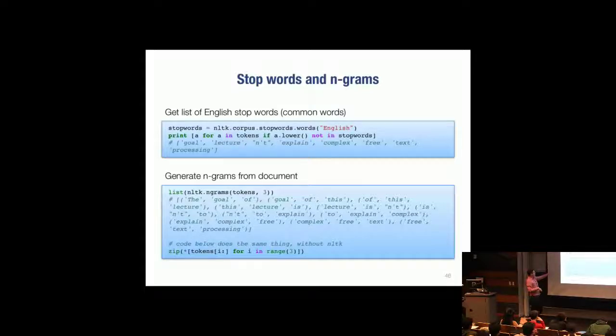And you can also do things like n-grams. It has an n-grams function that can take the tokens and generate n-grams of whatever size you want, and iterate over those. Now, you actually could do the same thing in this line of Python 2. So it's not necessarily worth using NLTK for this, but it's there if you want to use it.